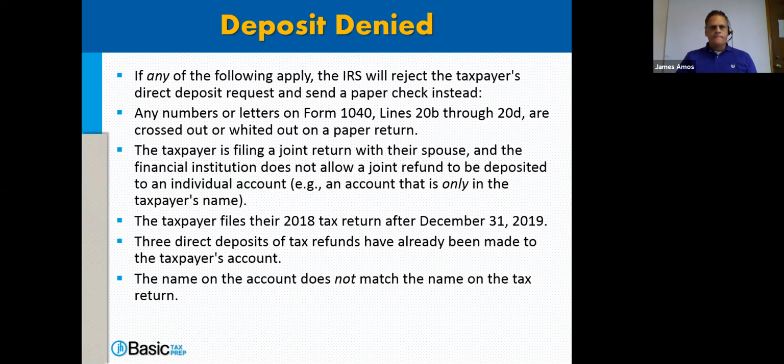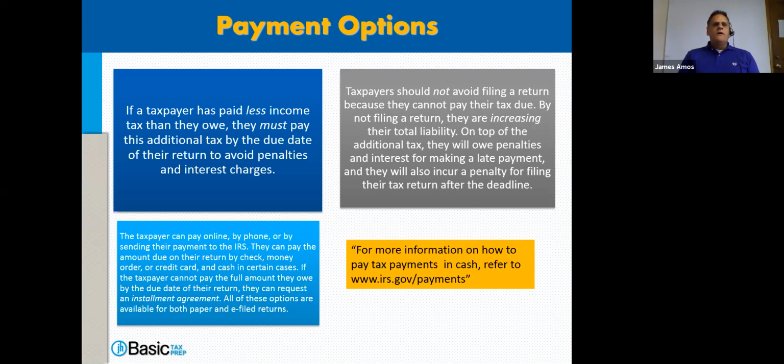No. Okay. So what if you owe money? If the taxpayer has paid less income tax than they owe, in other words, maybe they paid $1,000 in, but they actually owe $1,200. That means they still owe another $200. They have to pay this additional tax by the due date of the return. Otherwise, they're going to have additional interest charged and penalties charged.